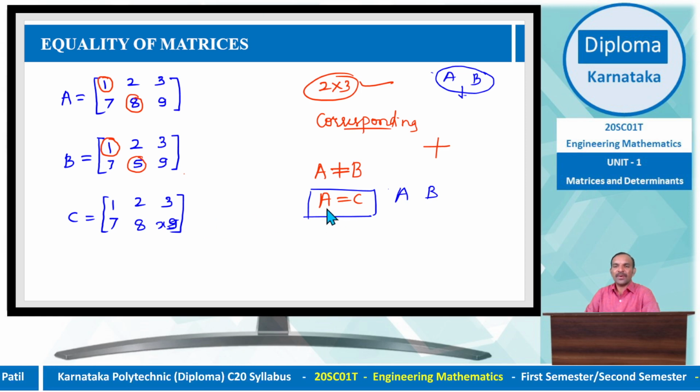If there is an X in the matrix and they have given the condition A equal to C, then what is the value of X? X must compulsorily be 9.